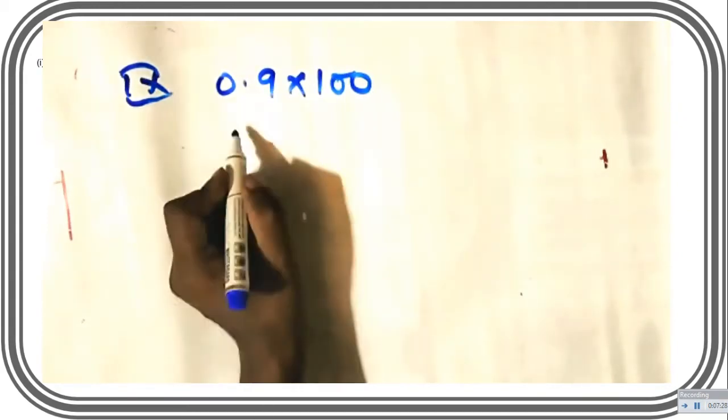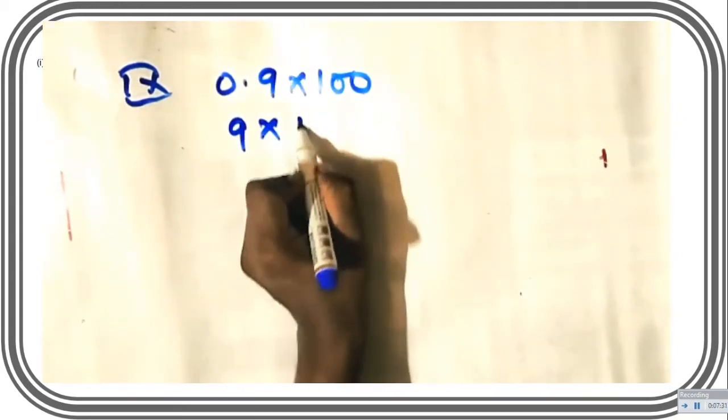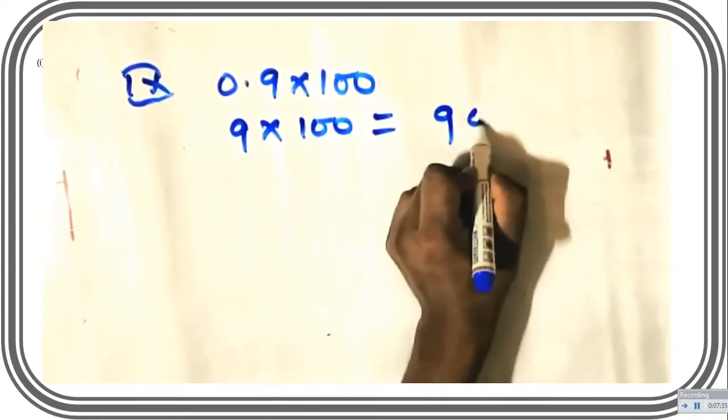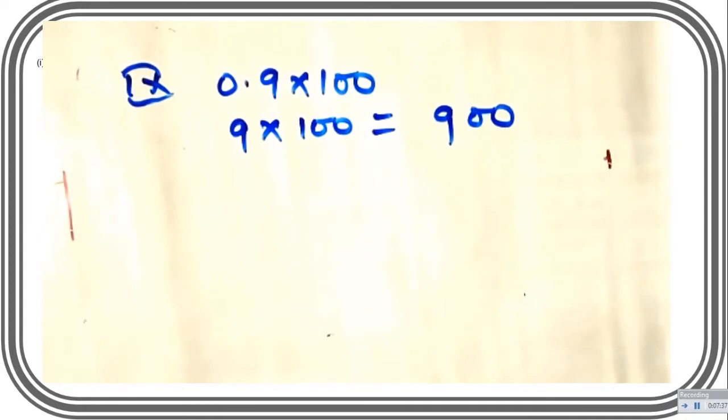In the ninth part, the number is 0.9 multiplied by 100. Maybe you have a doubt about how to multiply this. Similarly, beta, as above, we multiply the numbers. So here we simply get 900.